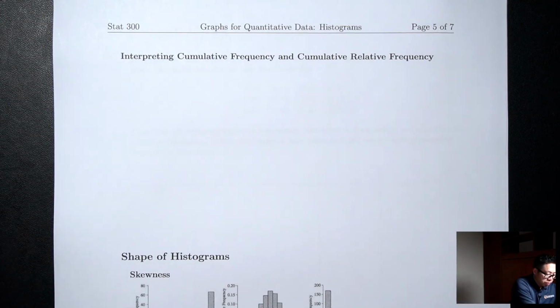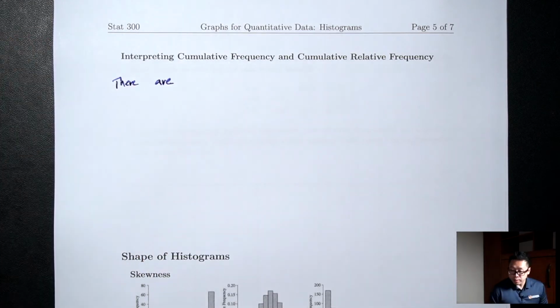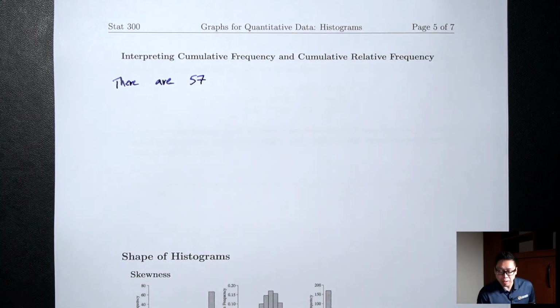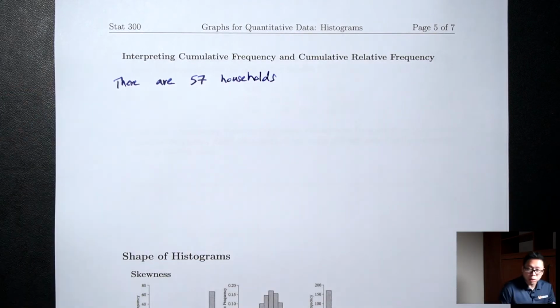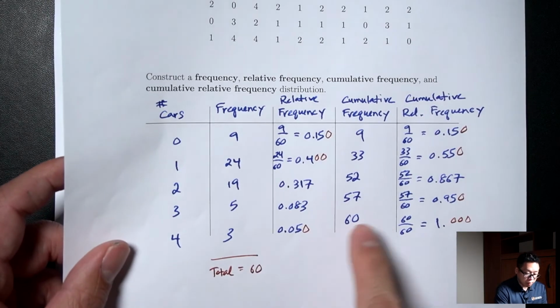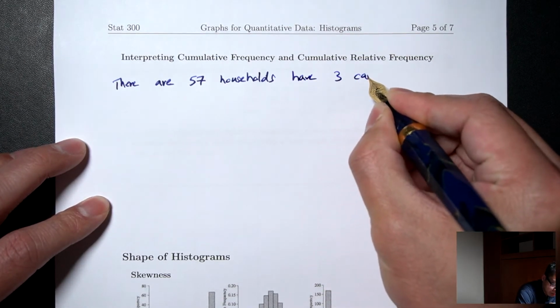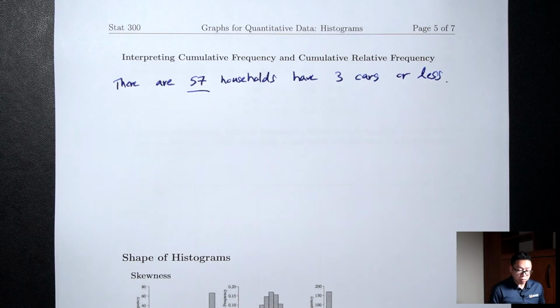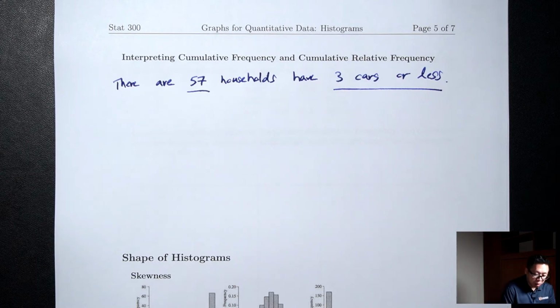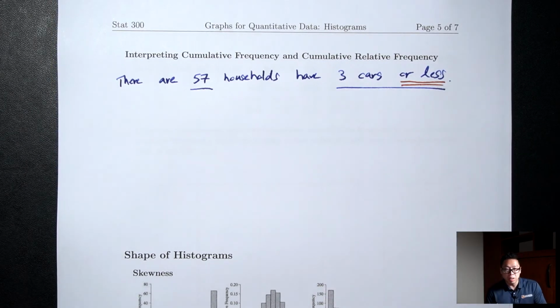So we're gonna write there are 57, and I keep on saying people, but in that first situation, we were talking about households. So there's 57 households, and what's special about these 57 households? These 57 households have 3 cars or less. So anytime you're interpreting a cumulative frequency, you always have to throw in that "or less" phrase, right? Because cumulative means that it includes everything before it, right?